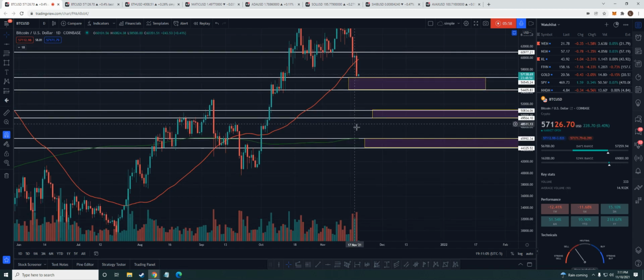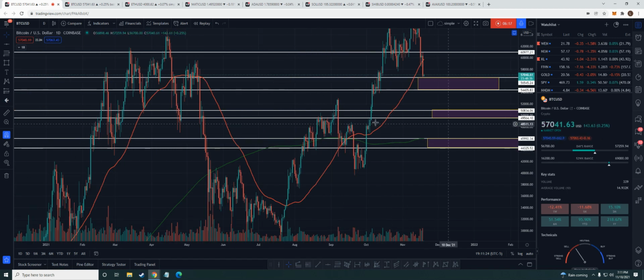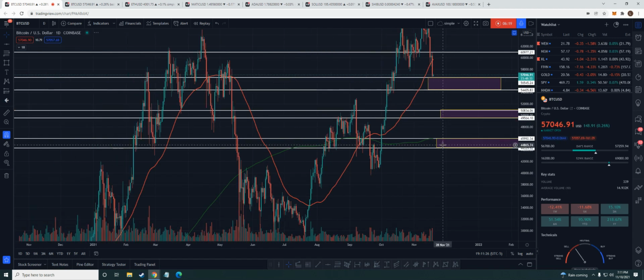If this area doesn't hold, then 50,800 to 49,500. Okay, and then these lower levels, which is the 200-day moving average, here in green, which is coming in right around 45,900. So let's just say 46,000 to 44,325. Okay, so those would be my areas that I would look for on the downside.